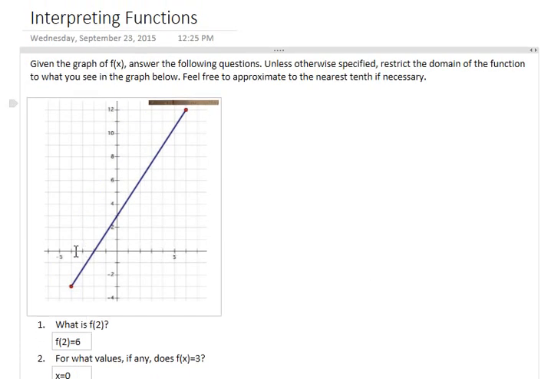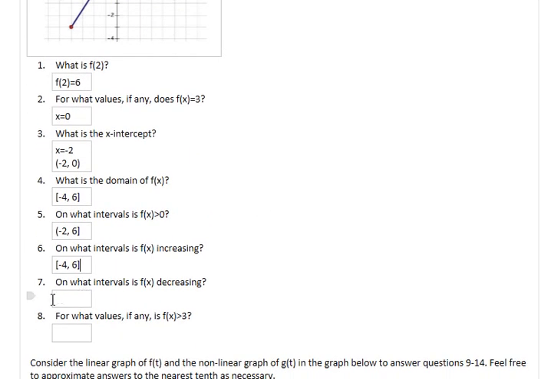By that same token, if I were to go left, it's increasing, increasing, increasing, stops. It never decreases, ever. So when it asks on what intervals is f of x decreasing, never, not in our given domain. That tells me that it's not ever decreasing, it's all increasing.